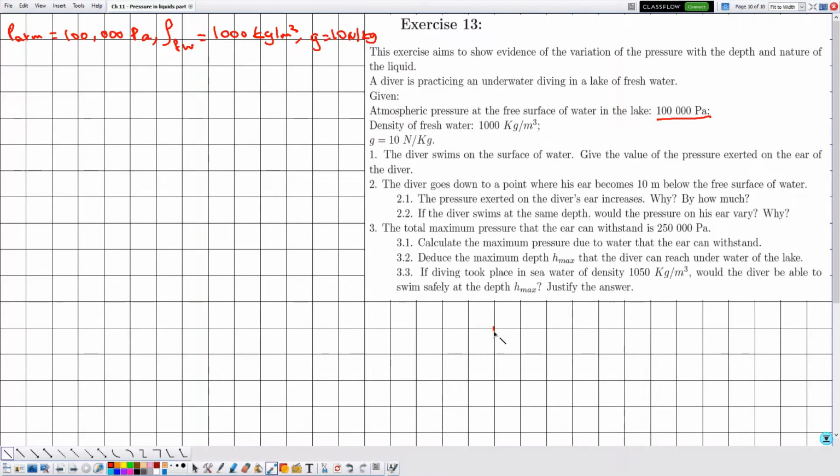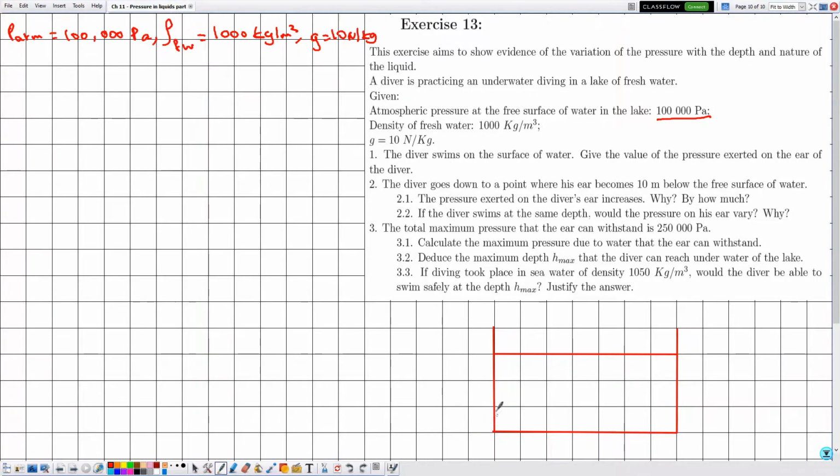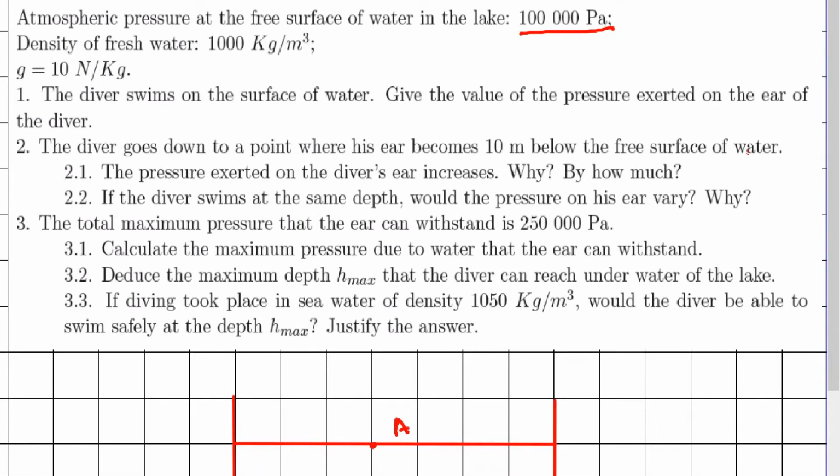So let's consider a container containing a liquid. The liquid in this case is fresh water, or the water of the lake. And here in number 1, they are telling me the diver swims on the surface of water. So let's consider the point A to be the diver on the free surface of water. They are asking me to give the value of the pressure exerted on the ear of the diver. So this is the diver here.